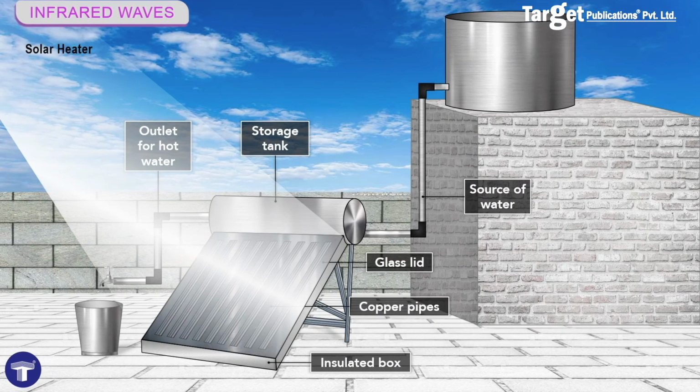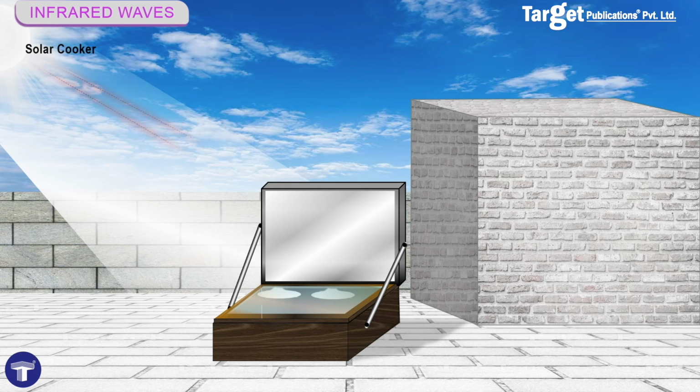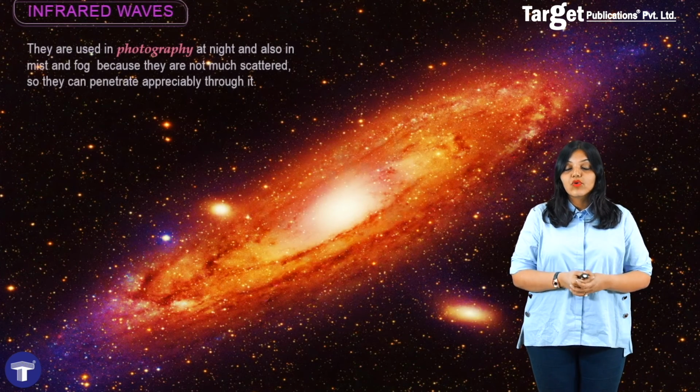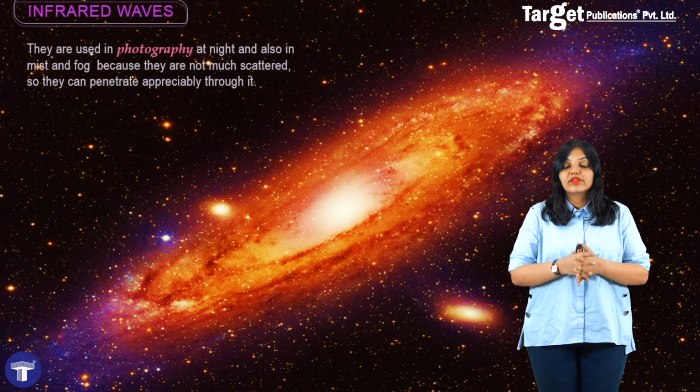Infrared radiations also find use in many other applications. For example, the radiations that fall on the panel of a solar heater are the infrared radiations, which ultimately lead to water being heated, and thus the solar heater employs the use of infrared radiation. Similar is the case for the solar cooker. The solar cooker also employs the use of infrared radiations to cook food. Infrared radiations are also used for photography at night and also in mist or fog because they are not scattered easily and therefore can penetrate appreciably through it.